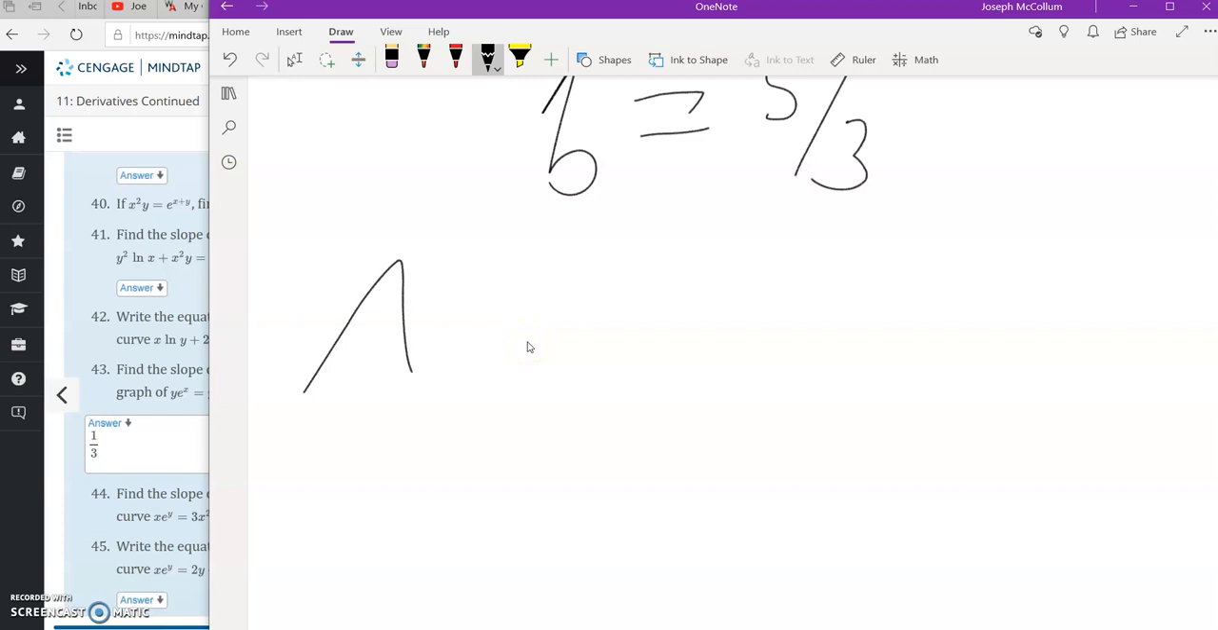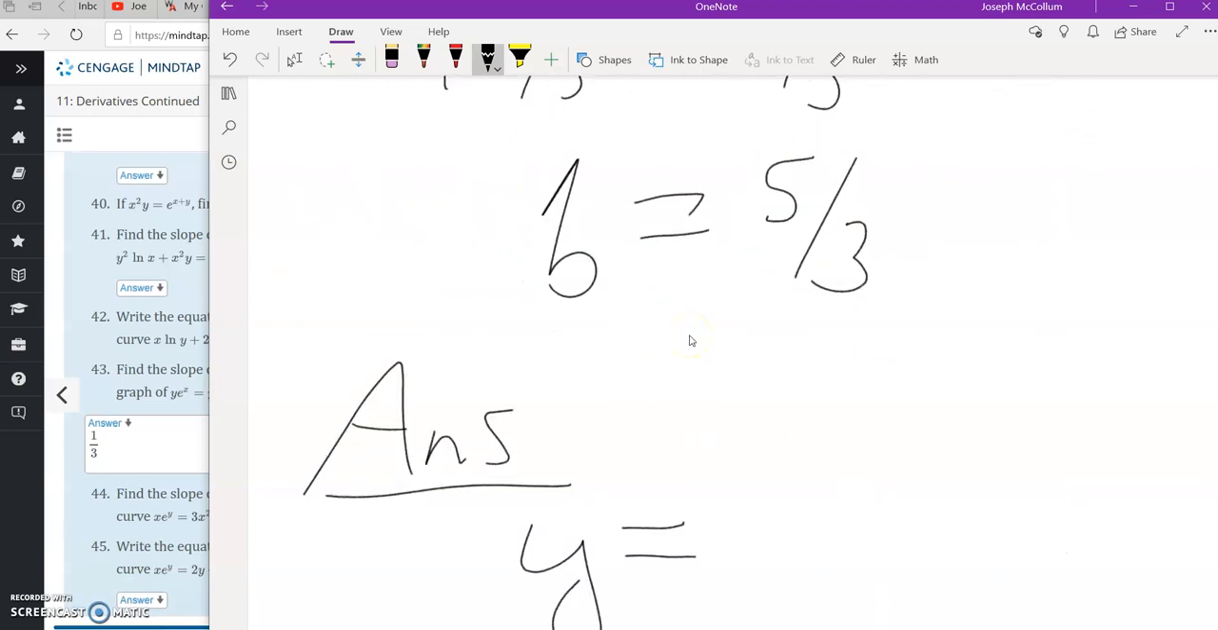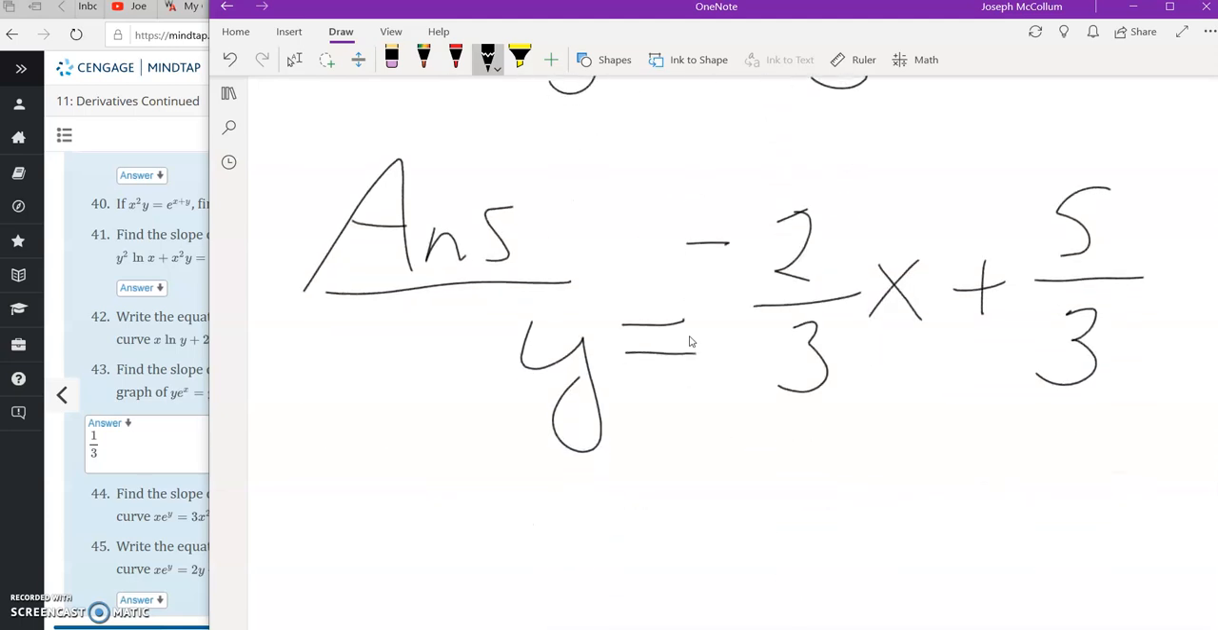So finally, I have my answer. My tangent line is y equals, my slope is negative 2/3 x plus 5/3. And that will be the equation of the tangent line to this curve at the particular point 1, 1.